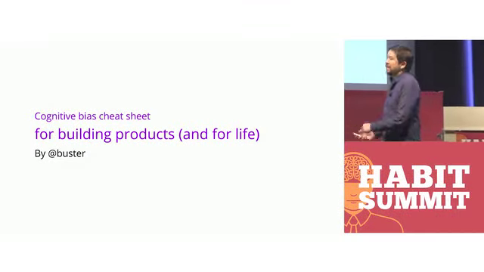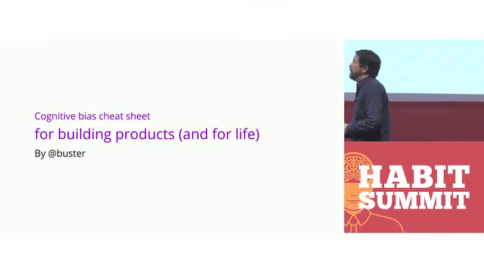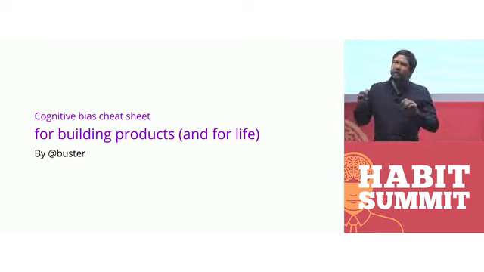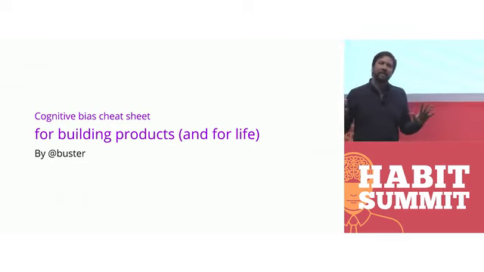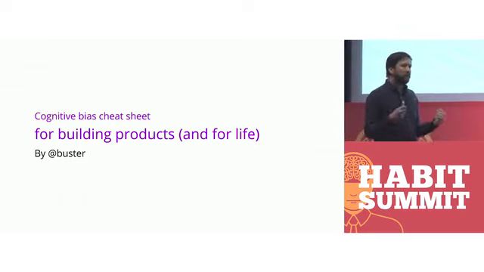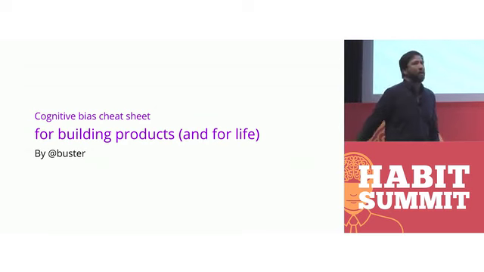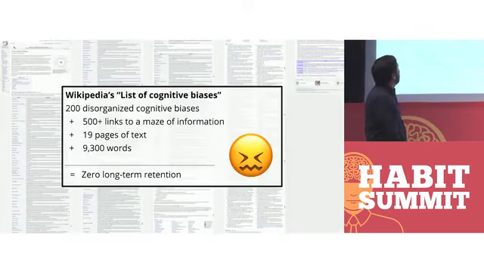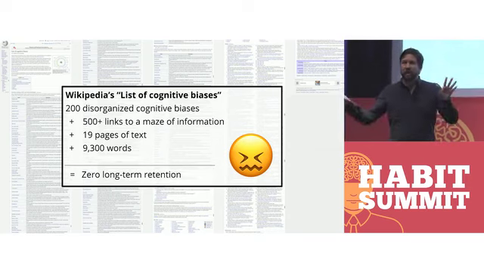All right, cognitive biases. This is going to be a little bit less scientific than the last one because I'm not a scientist, I'm a product manager. I've been building products for the last 20 years, and I hope you enjoy what I have to say about them. So who here is familiar with cognitive biases and has visited this page on Wikipedia?